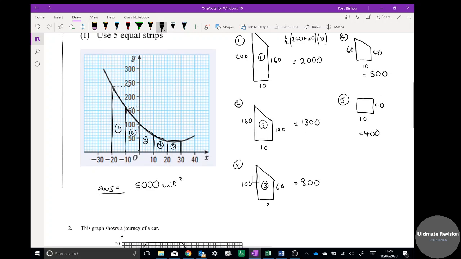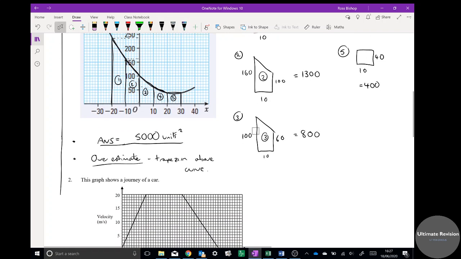Now, it might ask you if this is an over or an underestimate. So is my estimate bigger than it should be or smaller? Well, it's actually going to be an overestimate because all of my trapeziums there were just above the line. So it is an overestimate because my trapeziums were above the curve. You might end up with a situation where it's an underestimate. You just need to be careful how you've drawn your trapeziums. Is it above or below the line, and use that accordingly.